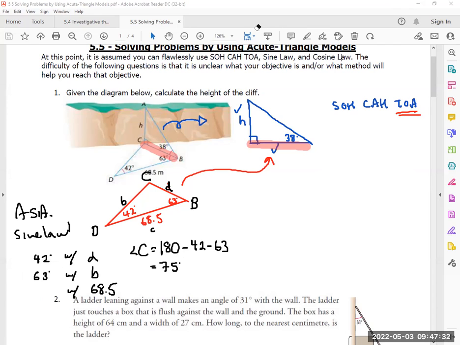Now that I have 75 degrees, I'm going to set up sine law. We have 68.5 over sine 75 is the same as little d over sine 42. This is also equal to little b over sine 63.